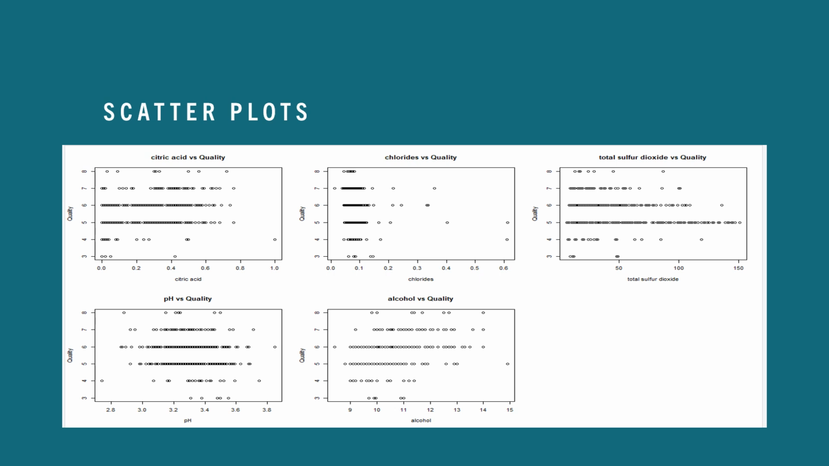These scatter plots revealed relationships and patterns. Alcohol showed a stronger positive correlation with the quality, while others like citric acid had weaker or less clear influence.